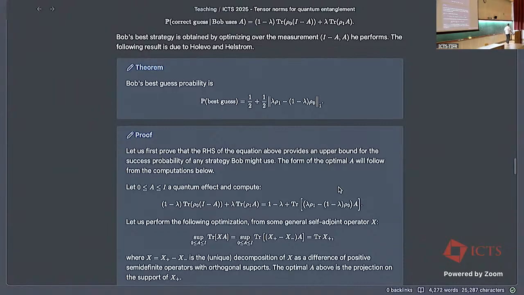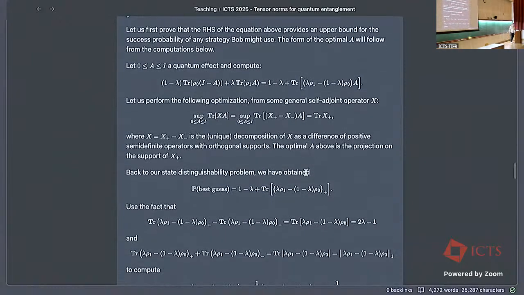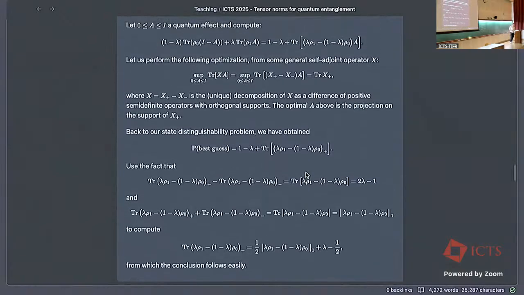Okay, so now let me apply this to what I had before. What I had before is now 1 minus lambda plus the value of this optimization problem, which is the trace of that operator, but just its positive part. But now remember that for this operator, lambda rho 1 minus lambda rho 0, the plus minus the minus gives you the operator. So X plus minus X minus gives you X. So I have this relation: the trace that I want minus the same thing with the negative part is the actual trace of the operator, lambda minus 1.